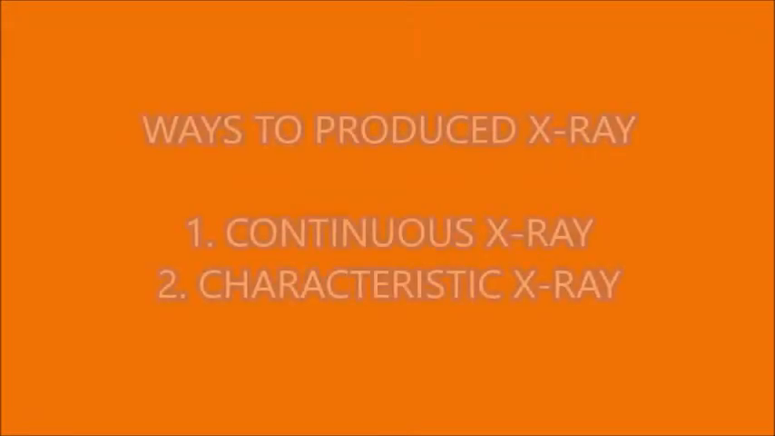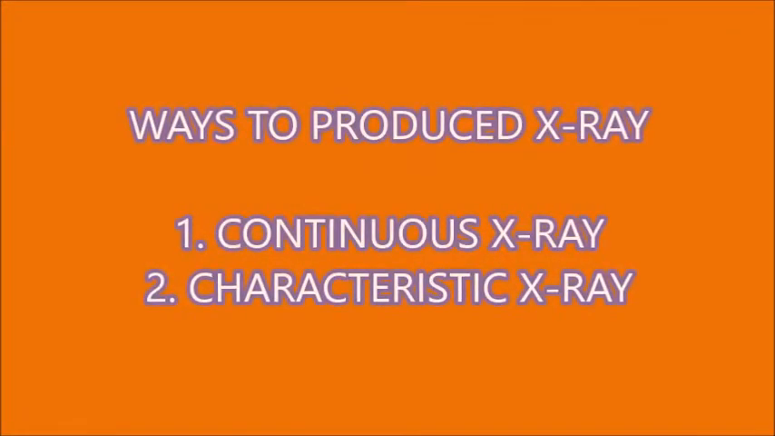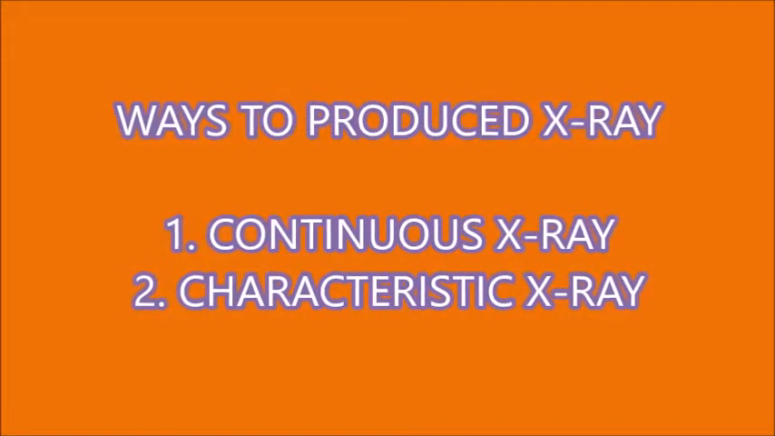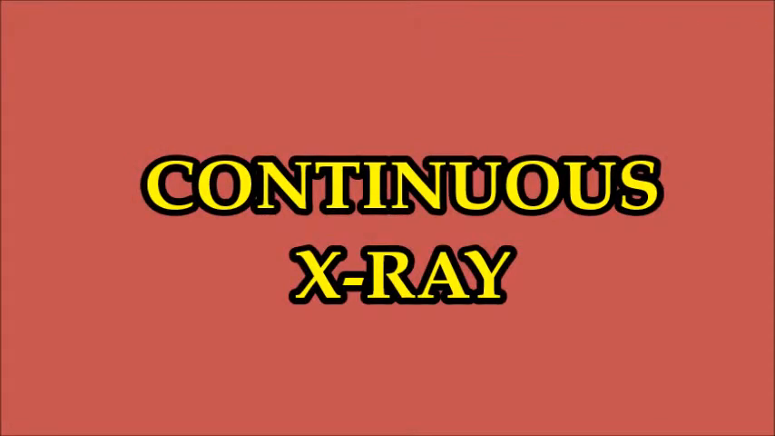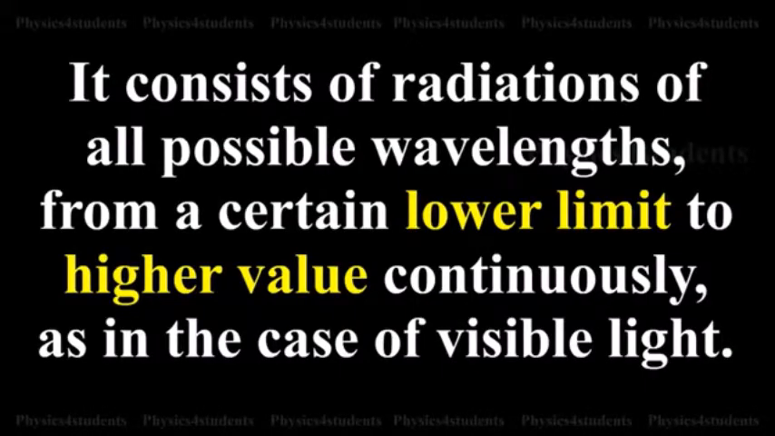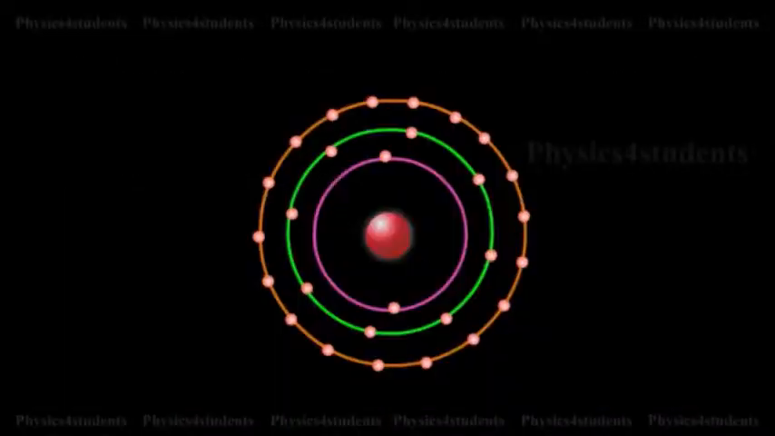There are two ways to produce the X-ray. First is continuous X-ray, and second is characteristic X-ray. Continuous X-ray. It consists of radiations of all possible wavelengths from a certain lower limit to high value continuously, as in the case of visible light.